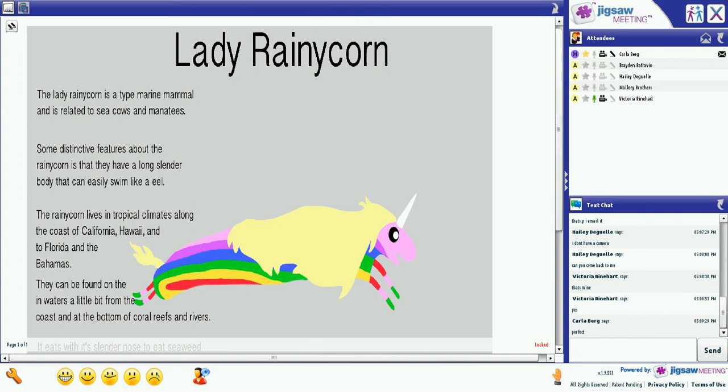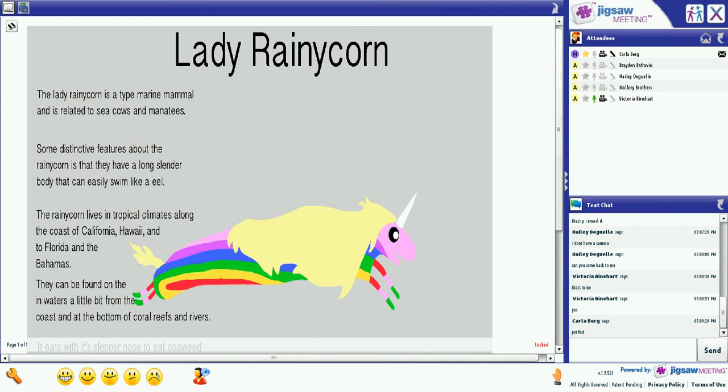Some distinctive features about the rainicorn is they have a long, slender body that can swim like an eel. The rainicorn lives in tropical climates along the coast of California, Hawaii, Florida, and the Bahamas. They can be found in waters a bit from the coast and at the bottom of coral reefs and rivers. It eats with its slender nose to eat seaweed and other marine grasses off the ocean floor.